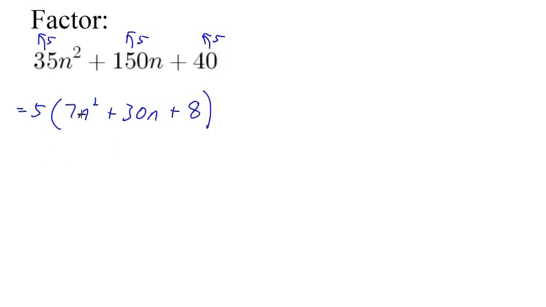When we factor out the 5, we still have a coefficient in front of the squared term. When you have a coefficient like that, the diamond, or the x, works a little bit differently. Instead of putting the 8 up here, we have to multiply 7 times 8. And so we'll put 56. But the 30 still goes on the bottom.